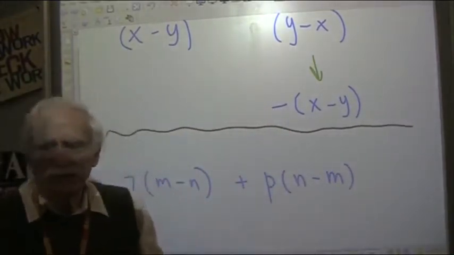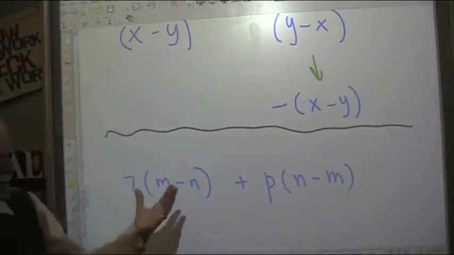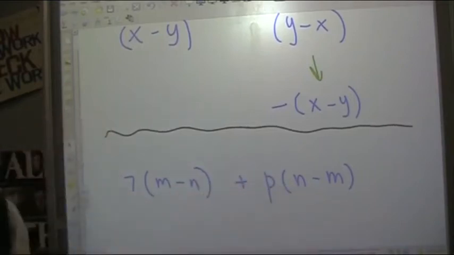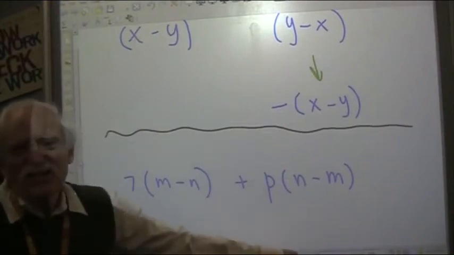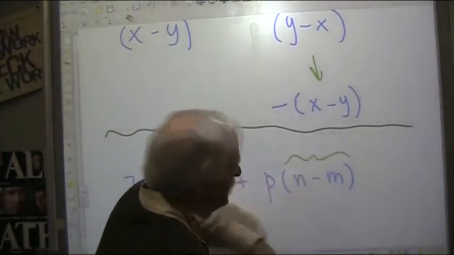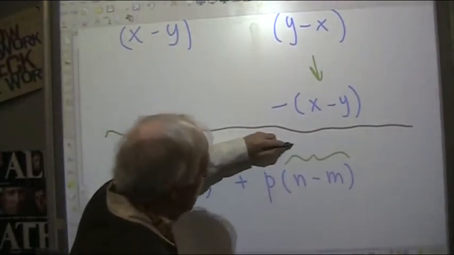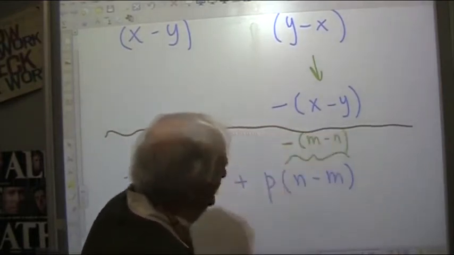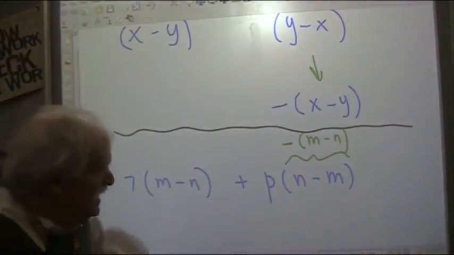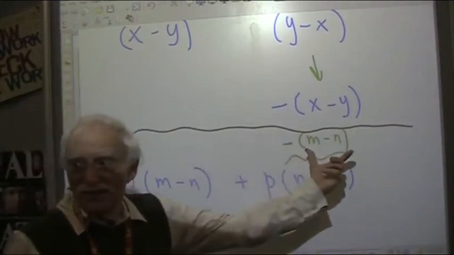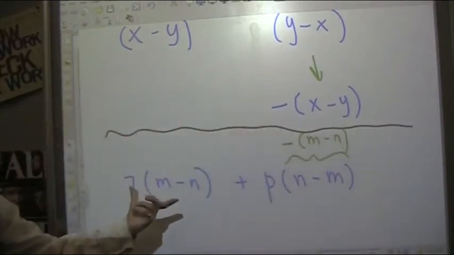Okay, ladies, do we see any relationship between these two groupings in parentheses? They're opposites. So that means I can replace this by minus of m minus n, right? So now I've got an m minus n here and an m minus n here.